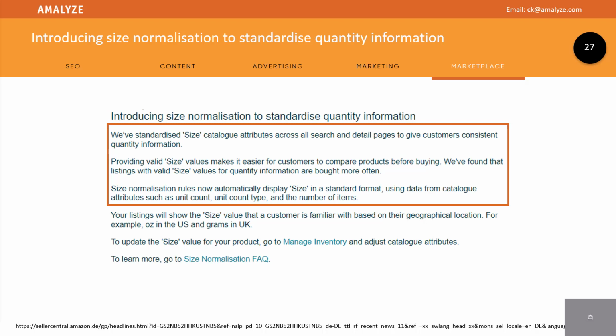Size normalization rules now automatically display size in a standard format, using data from catalog attributes such as unit count, type, and the number of items. So make sure you're having your data complete and correct. Of course, it's an automatic normalization and is shown in the SERP. Make sure you don't forget about that.